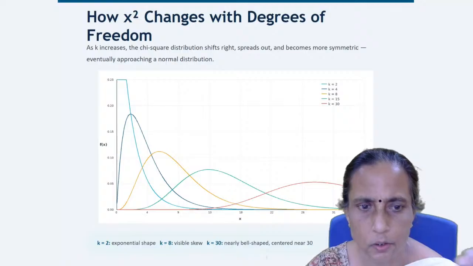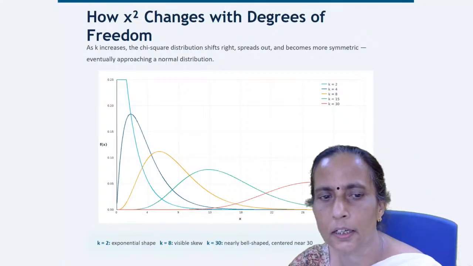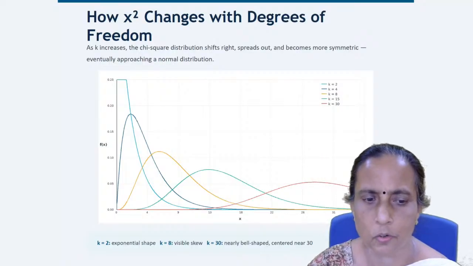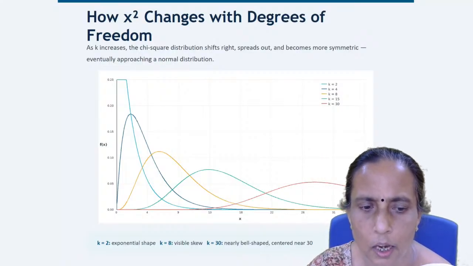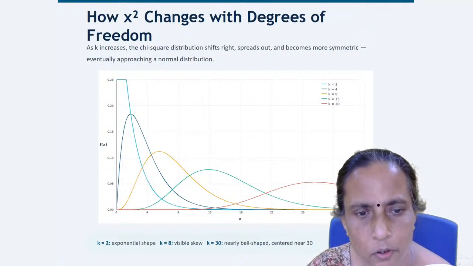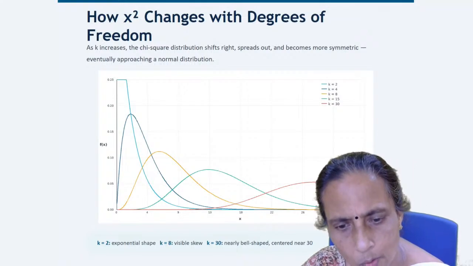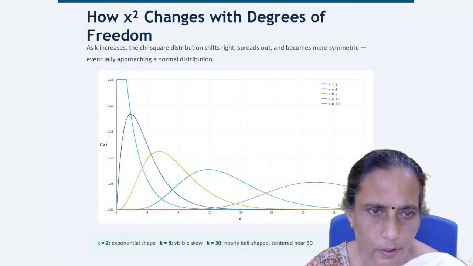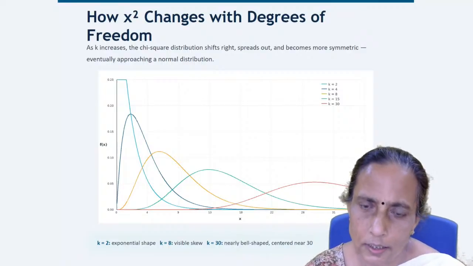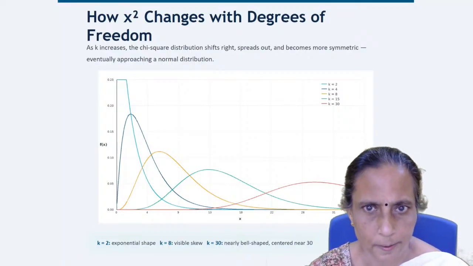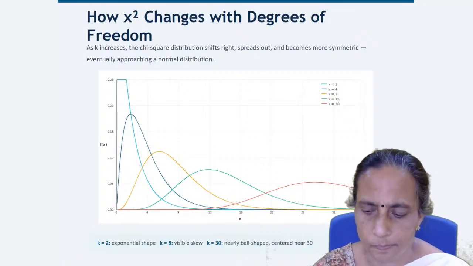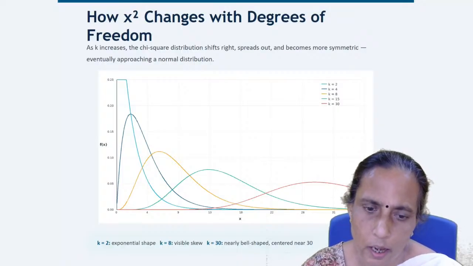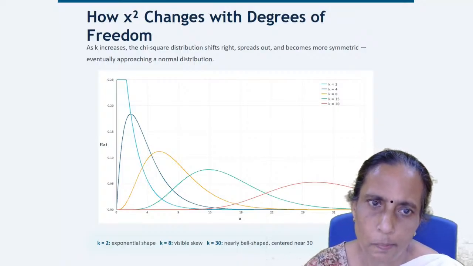So chi-square changes with the degrees of freedom. As the degrees of freedom increase, it will become bell shaped. So when k is equal to 2, exponential shape, k is equal to 8, visible skew, and k is equal to 30, nearly bell shaped. Okay. So as k increases, chi-square distribution shifts right and spreads out and becomes more symmetric, eventually approaching a normal distribution.